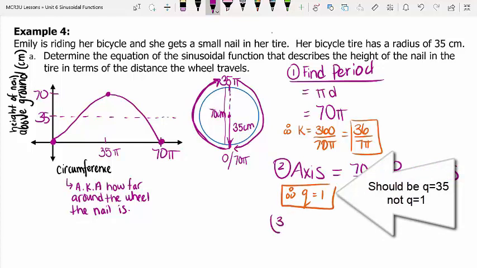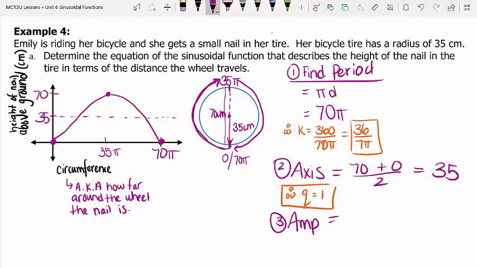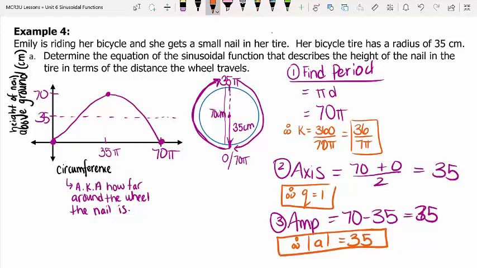The next thing we need to find is the amplitude. The amplitude is the distance between the maximum or the minimum point and the axis. So the maximum point is 70, the axis is at 35, so that means our amplitude is 35. And that translates into the absolute value of our a value being 35. We know the a value is going to be negative in our equation because if you look at our graph, one cycle is one cycle of the cosine function, but it's flipped. So there is a reflection on the x-axis.